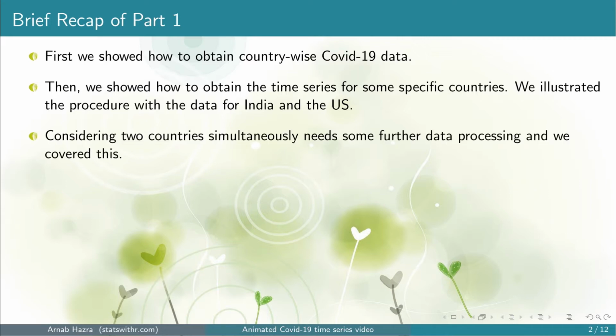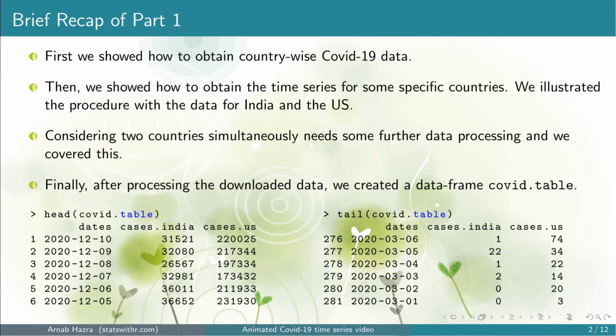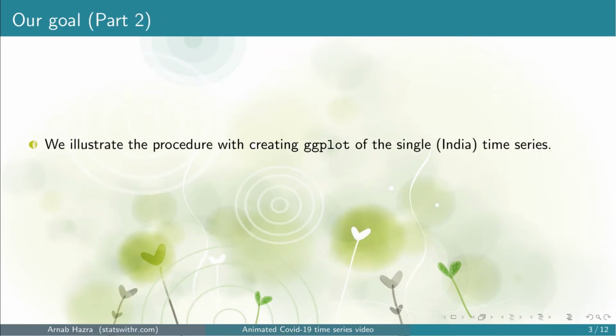Then one might be interested to plot the time series for a single country or two countries simultaneously. To do it simultaneously, it needs some further data processing, and we covered this. Finally, after processing the data, we obtained a data frame covid.table that has 3 columns. First one is date, second and the third columns include the daily number of new COVID-19 cases in India and the United States respectively.